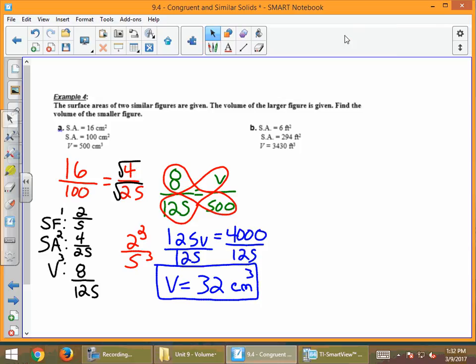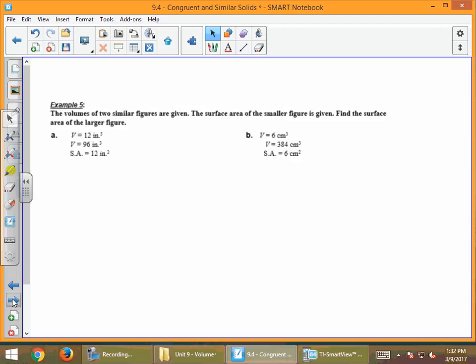Let me skip to the other one for the second time here. Okay, so we're doing that one, that surface area. Part B is just like it. Let's look at these ones now. Same thing. Question is, what do I have two of? Do I have two surface areas or two volumes? Two volumes. Again, since the volumes of two similar figures are given, the surface area of the smaller one is given. We'll come back to that second. That's key information right there.